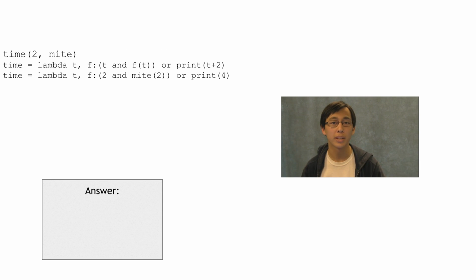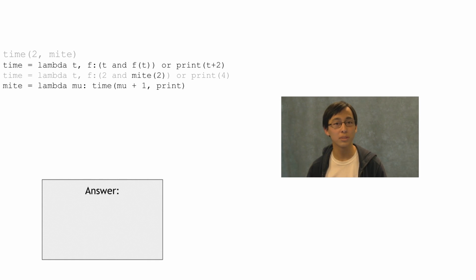So initially, we have 2 and might 2, or print 4. First off, we'll need to see whether or not just this first part is true, to see if we'll need to print this 4. 2 is a true value, but what about might 2? We'll just have to evaluate it, won't we?